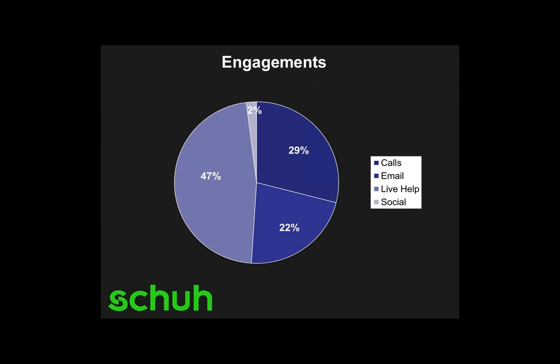This chart shows the split between these channels, and as you can see, live help is the most popular. Live help and social media have increased year on year, proving that immediate response is what the customer wants, and providing them with this can only improve the customer experience when they're engaging with the Schuh brand.